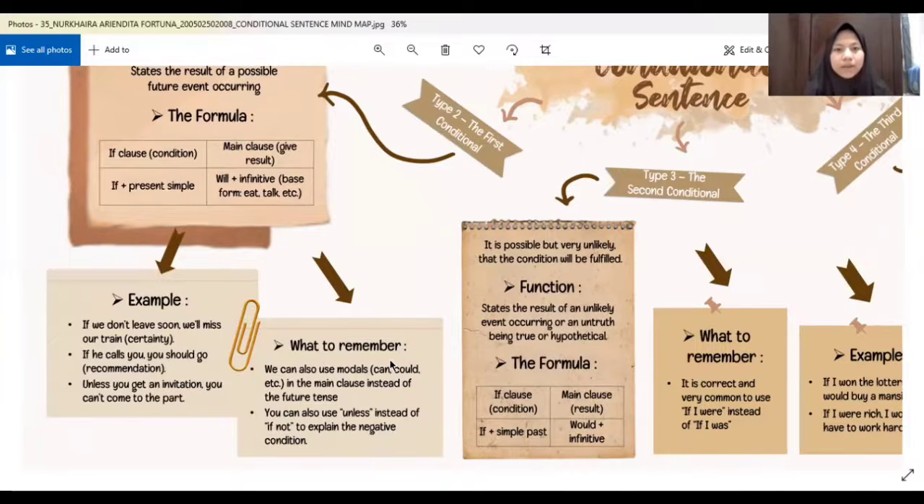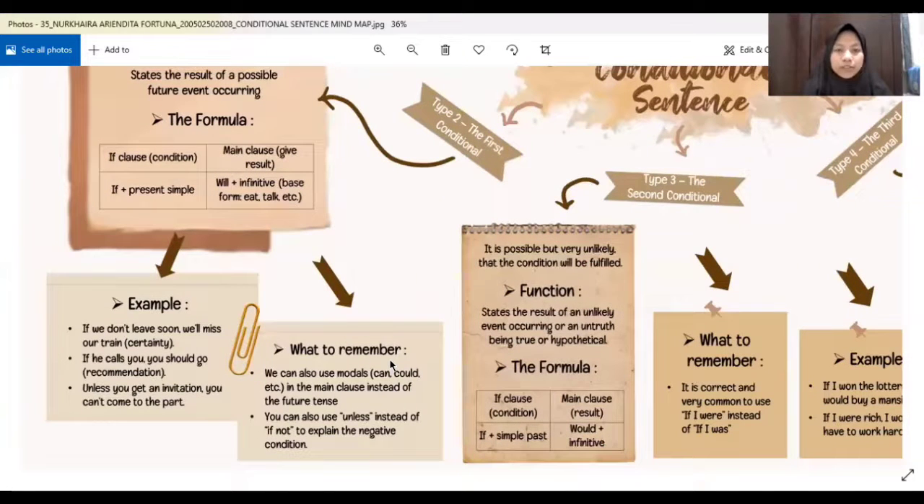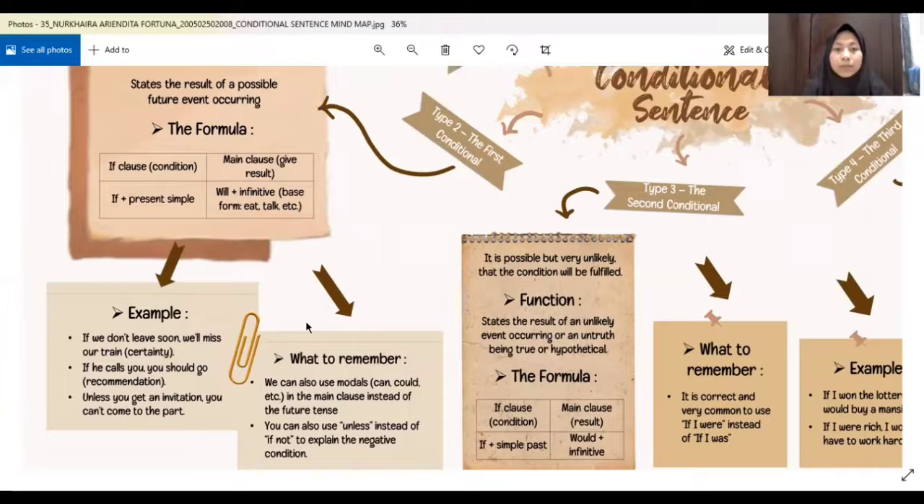So let's see the example of the type 2 or the first conditional. The first one is if we don't leave soon, we'll miss our train. So basically, it is explained about the certain time. By the time people do not leave soon, they will miss the train. And then the type 2 also explains about the recommendation. If he calls you, you should go. So this person recommends him that if this person calls him, he might need to go right now.